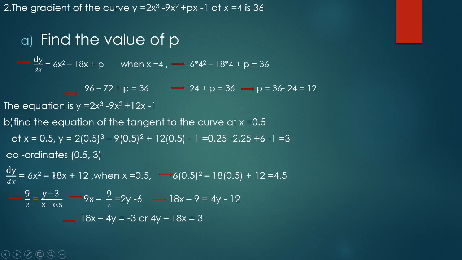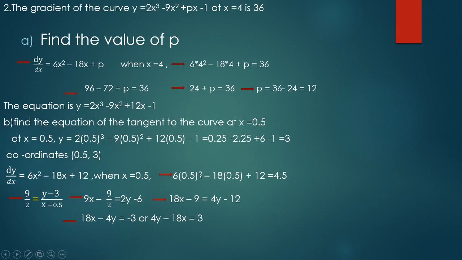Now we find the dy over dx of the equation, which we had found to be 6x squared minus 18x plus p, and p is 12. So it is 6x squared minus 18x plus 12. That is the dy over dx. That's the gradient. And we know the gradient at that point, where x is 0.5, is the same as the gradient of the tangent that passes through that point. Now, we substitute 0.5 for x to find our gradient.